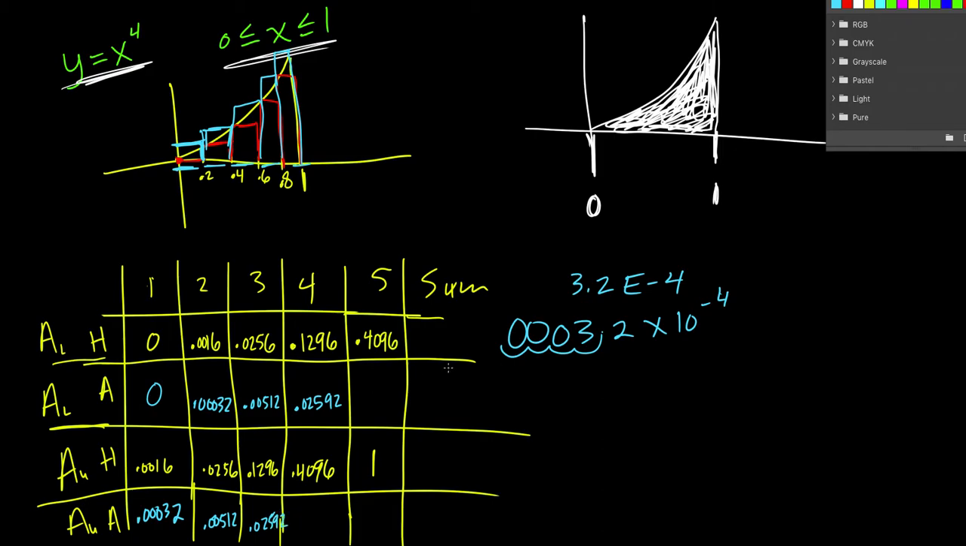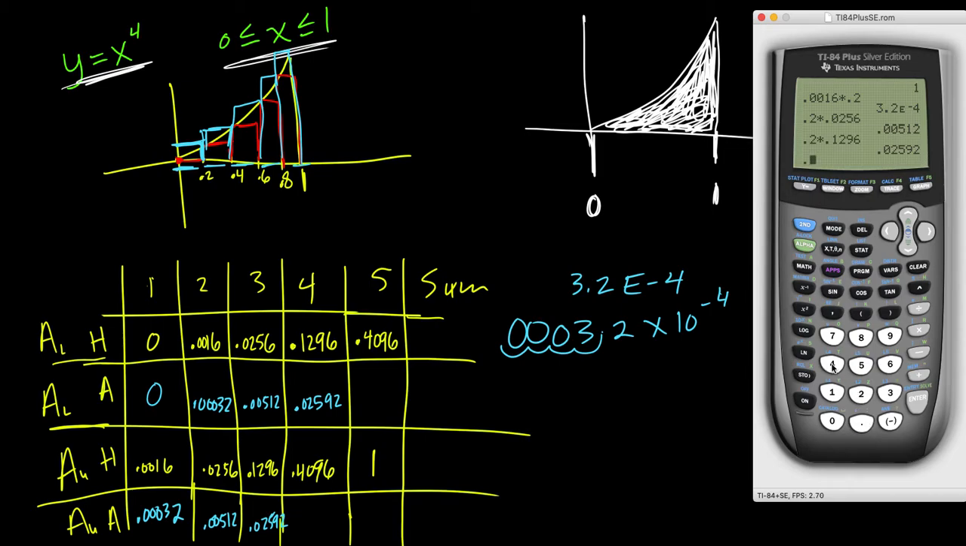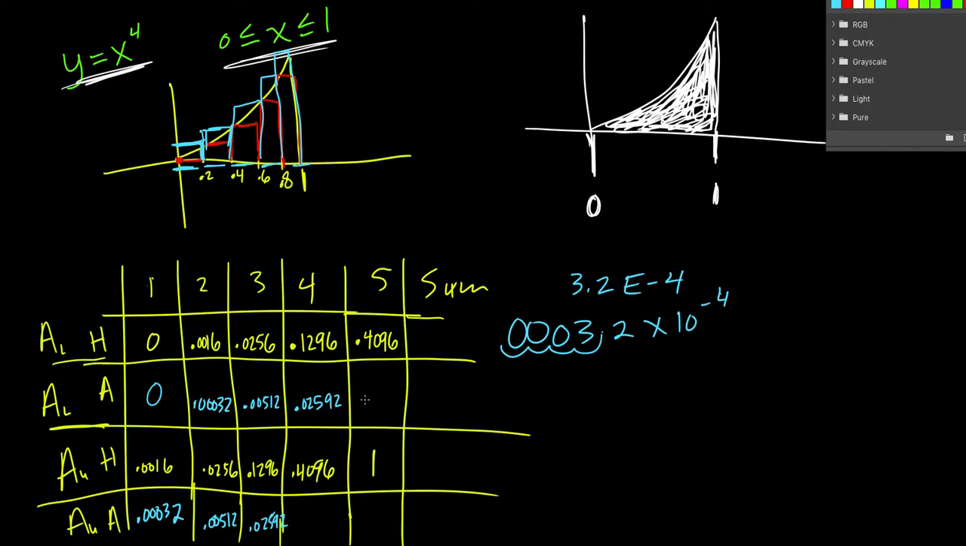Okay, keep going with it. 0.4096 times 0.2, 0.08192. And then if we do 1 times 0.2, we just get 0.2.